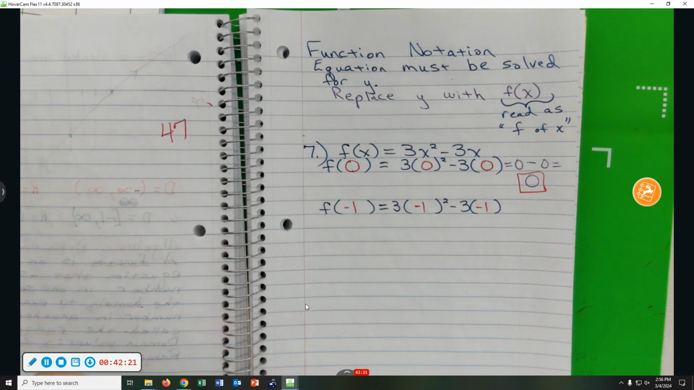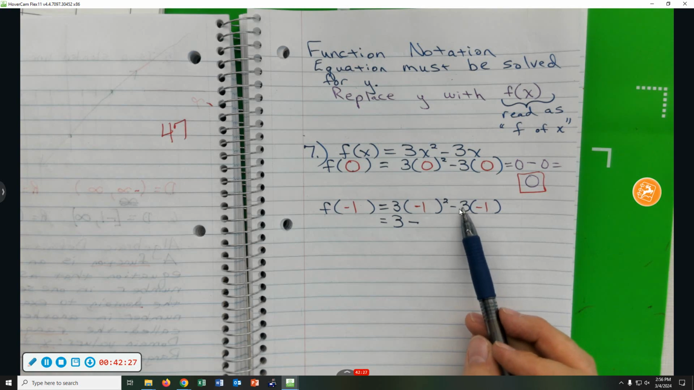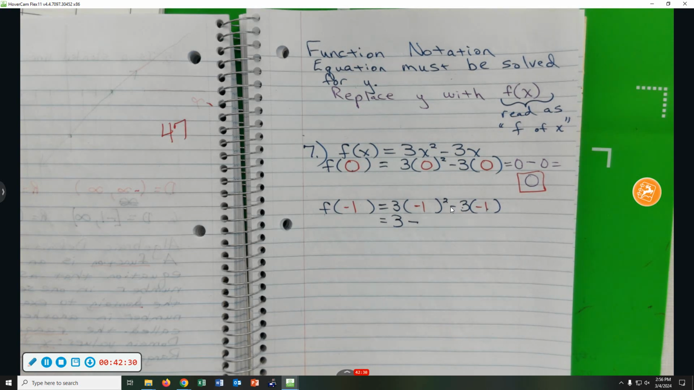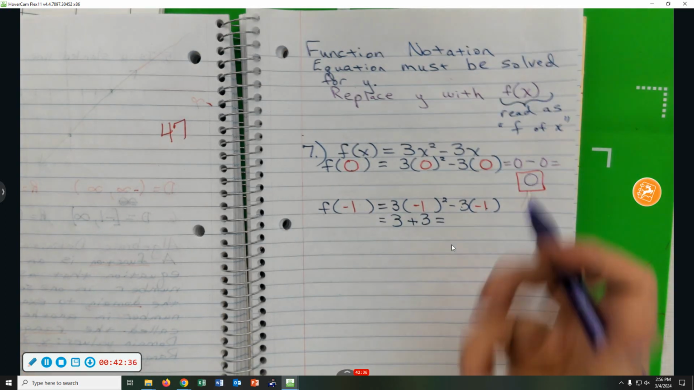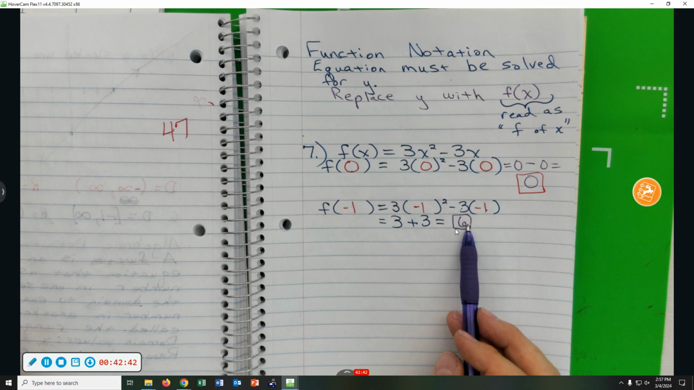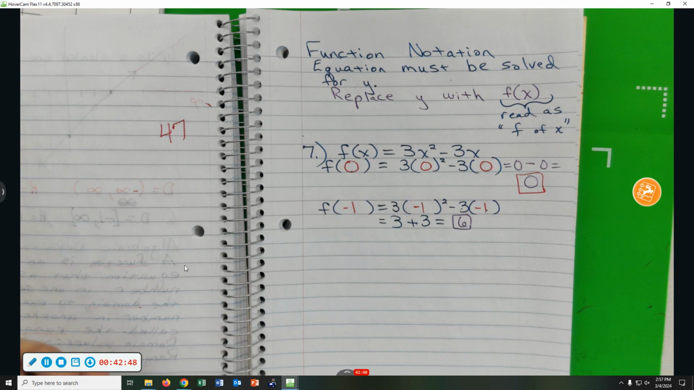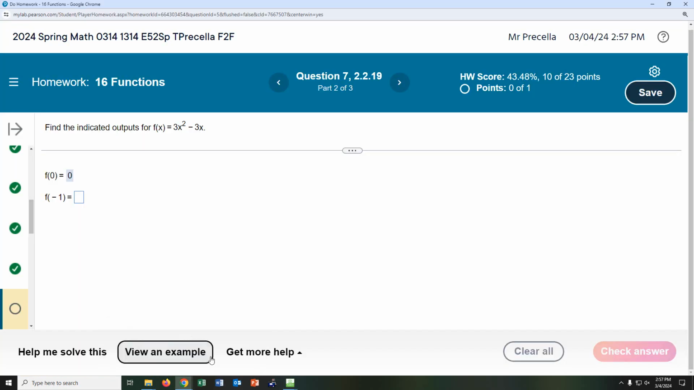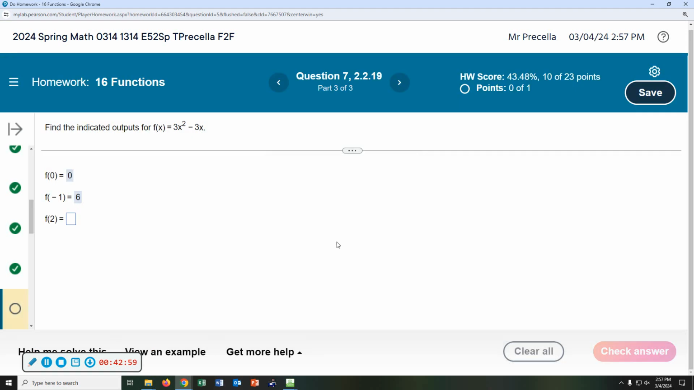1 times 3 is 3. Minus. Now, minus 3 times a minus 1 becomes a what? A positive 3, to give us a y value of 6. So negative 1 is assigned to 6. We just created an ordered pair: negative 1, comma 6. These function equations are just ordered pair generators. You give me the x, I'll plug it in and tell you what the y value is. F of 2.